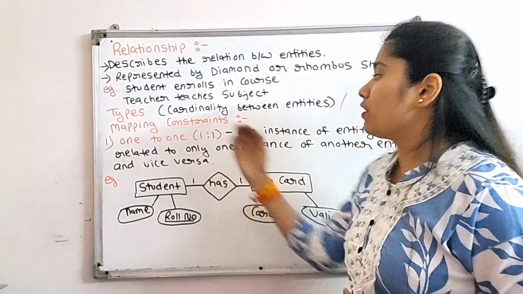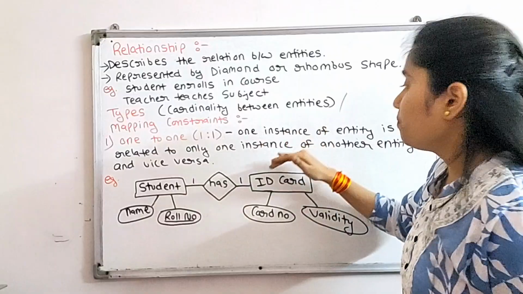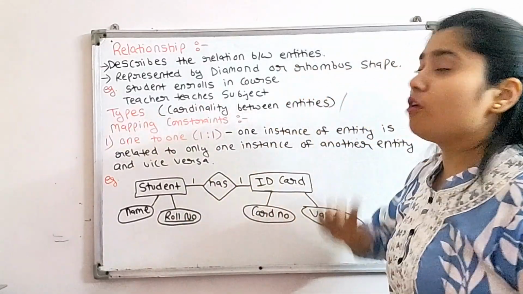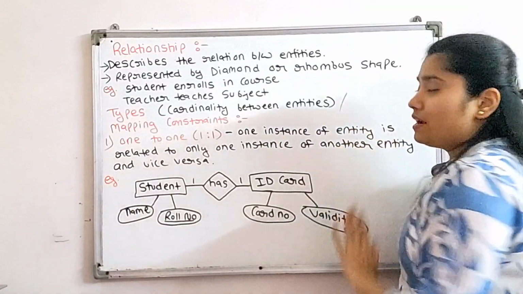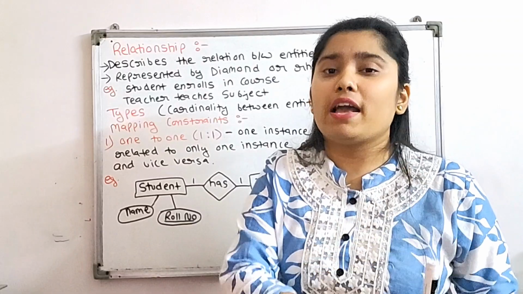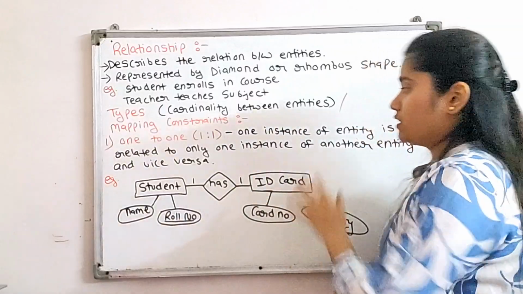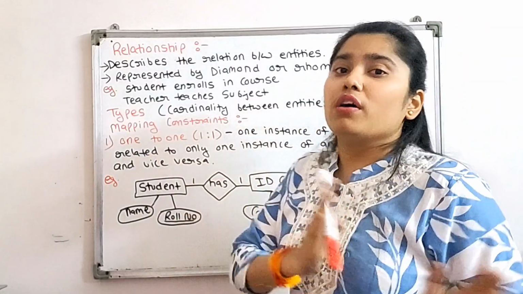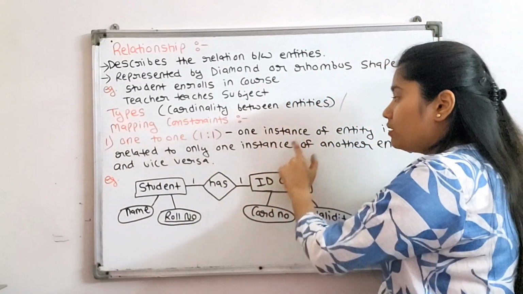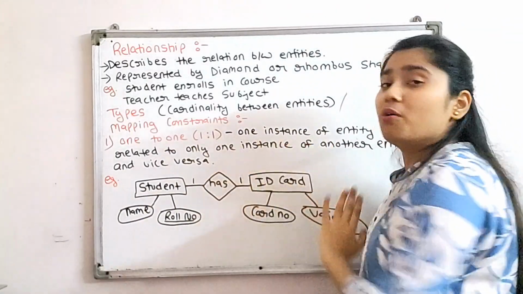Now, first we will discuss the first type of relationship or first mapping constraint, that is the one-to-one relationship. One-to-one means one instance of an entity is related to only one instance of another entity and vice versa. First of all, what is the meaning of instance? Entity is a real world object. So the real world example of that entity, the real world characteristics of that entity, is called an instance. For example, the entity is student, so name and roll number of that student is called an instance.